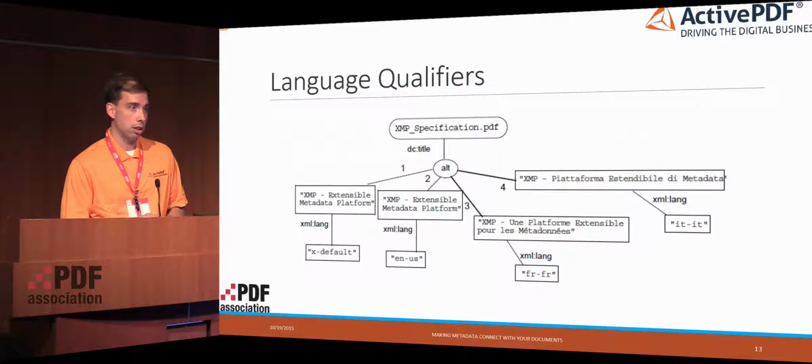Alt is that alternative array, so this is providing the client with a choice of, in this case, titles. The first one is the default, in English. Second one is English, French, and then Italian. So the application could pick which one, based on that language qualifier, is the correct title to use.